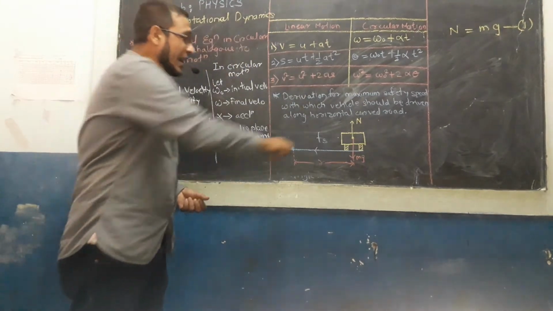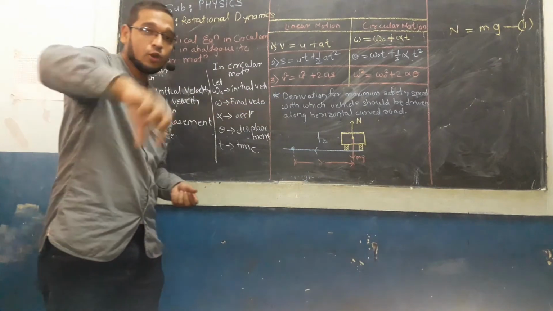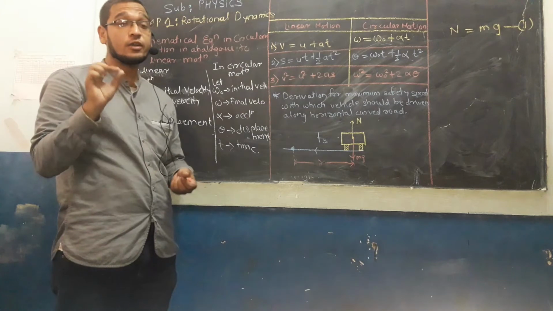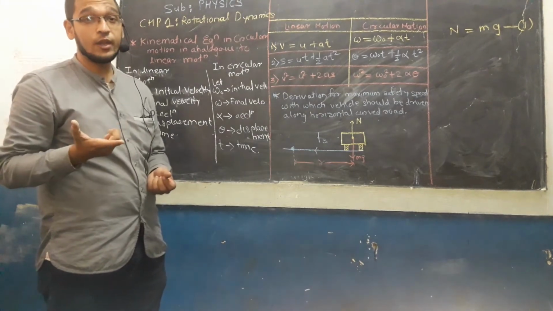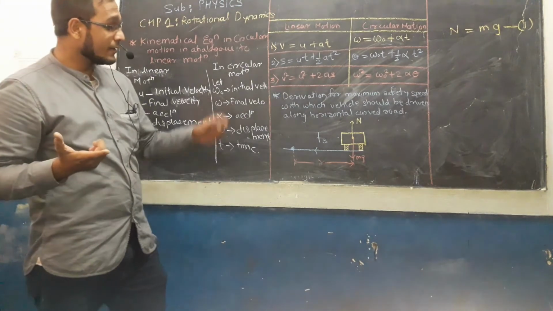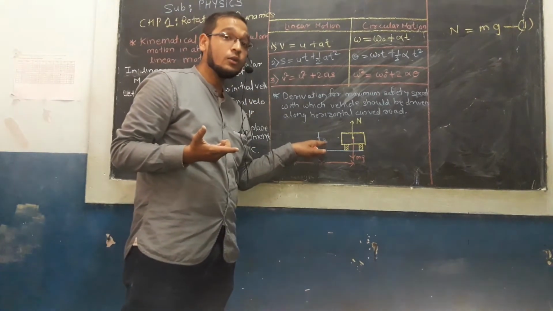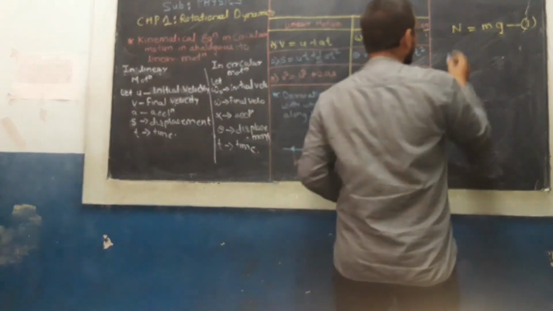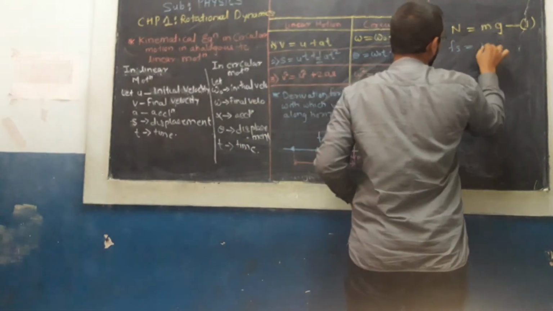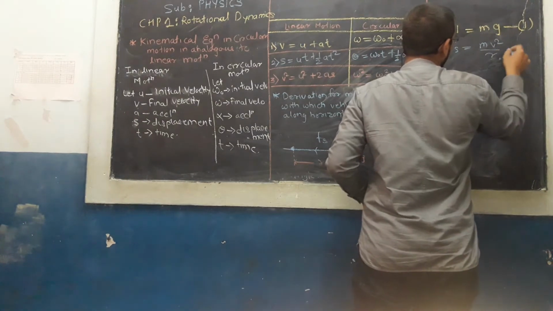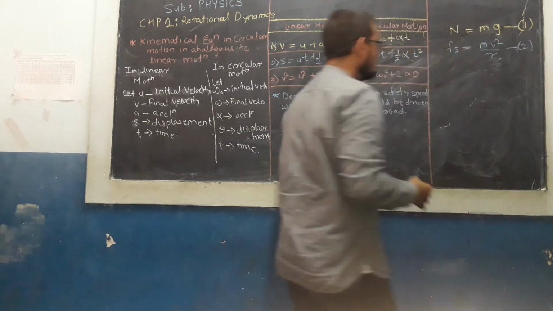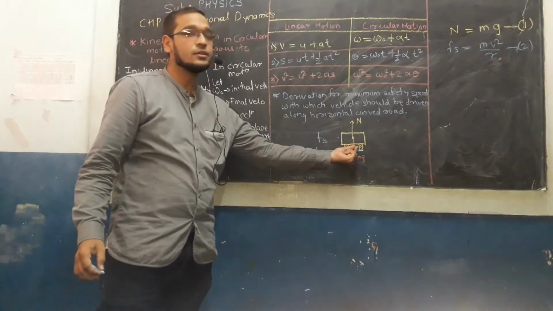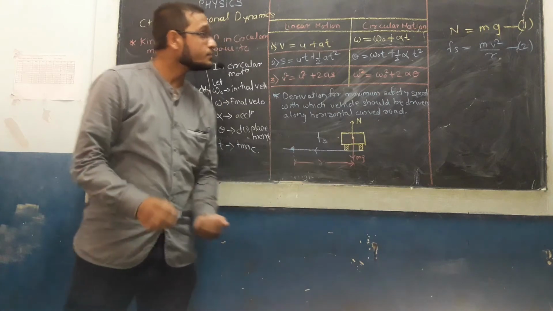Now, as this vehicle is performing circular motion, and when an object is performing circular motion, it requires a certain force. Which force does it require? That is centripetal force, and that centripetal force is provided by the force of friction. So I can write force of friction, Fs, is equal to mv square upon r, because force of friction provides the necessary centripetal force.